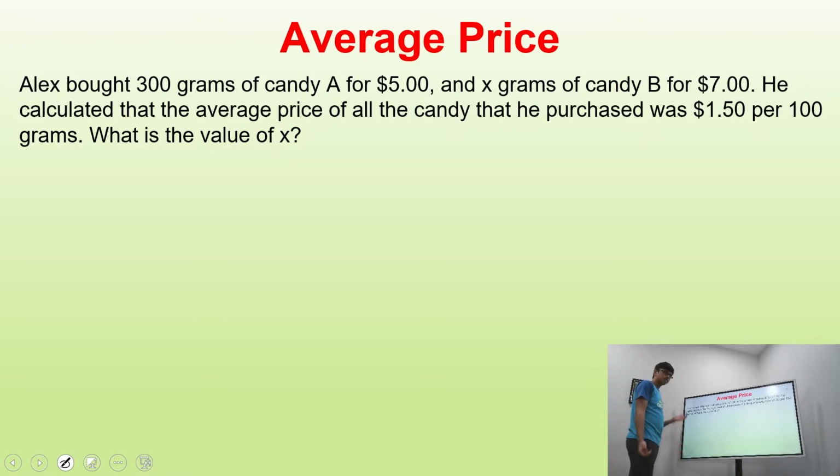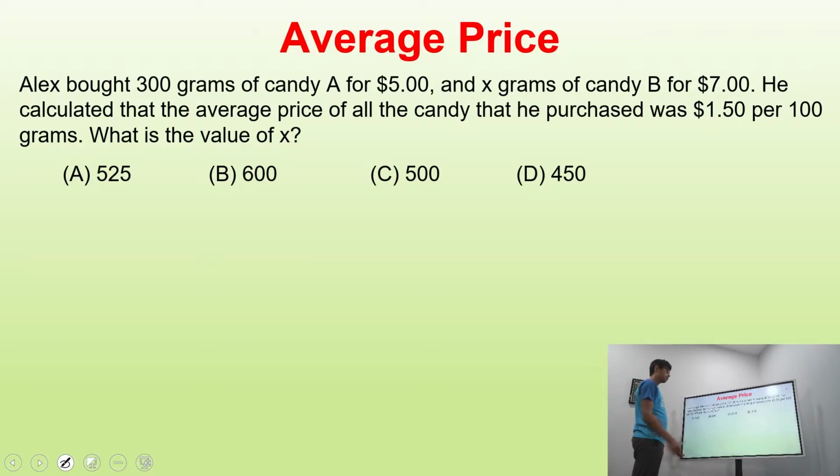So now, since we know the problem, let's go over our possible answers. So we have A, which is 525. We have B, which is 600. We have C, which is 500. We have D, which is 450. And we have E, which is 900. So these are our possible answers for this question.